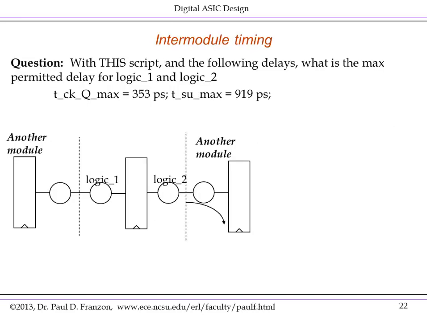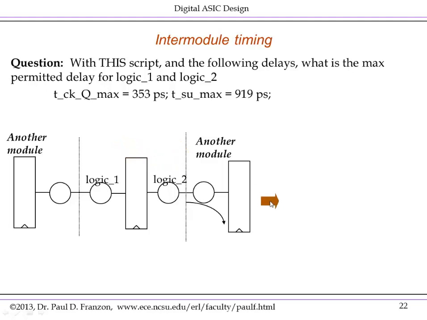So what I'm going to do now is illustrate this aspect of interfacing to the rest of the world through a couple of sample questions. And these actually are variants of questions I will ask in later quizzes. So I'm going to ask you this question here. With this script and the following delays, what will Synopsys work out to be the max permitted delay for logic 1 and logic 2, which are the combinational blocks within my module? The thing between these vertical bars here is my module. Note, I'm going to ignore drive strengths here, because if I have drive strength and capacitive loads in this calculation, it actually greatly complicates the calculation.